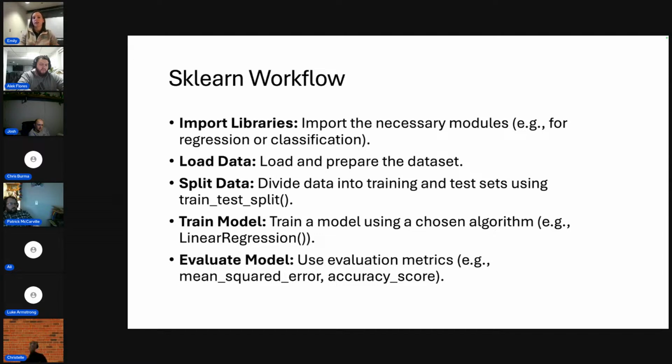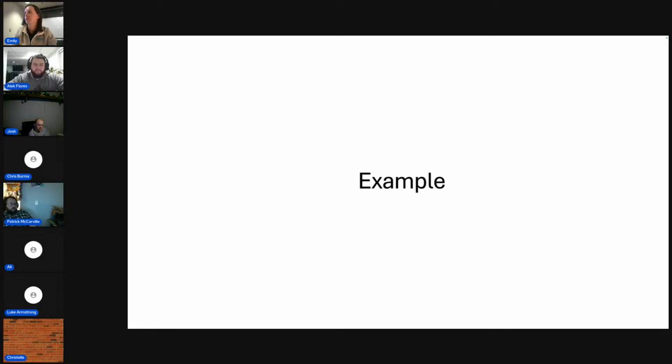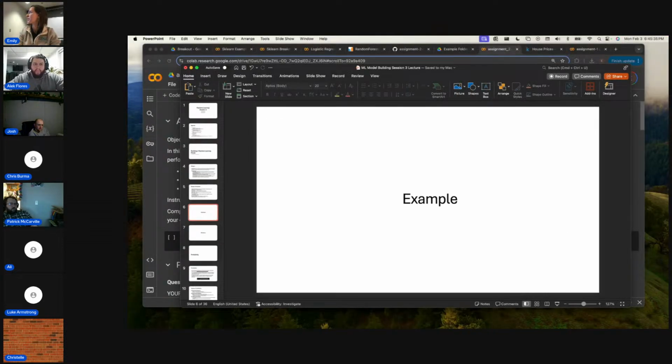And then finally, we want to evaluate our model. We want to see how well it's doing. So these are the steps that we're going to go through. Let's walk through an example. I think it's easier if we just look at the code.